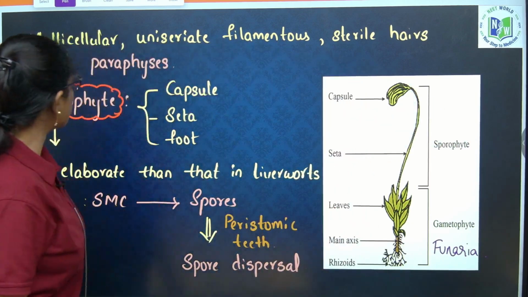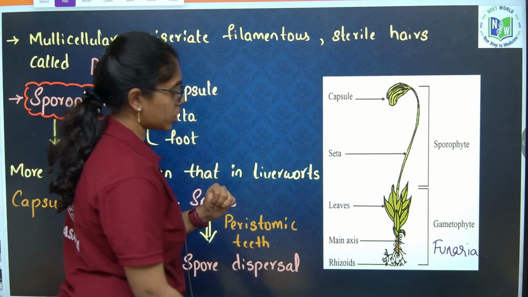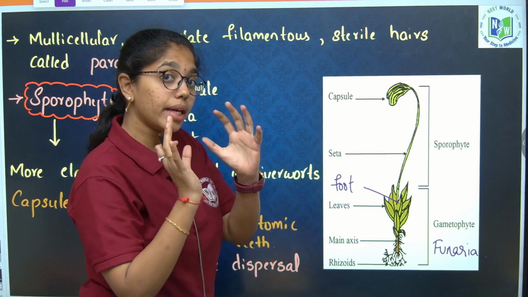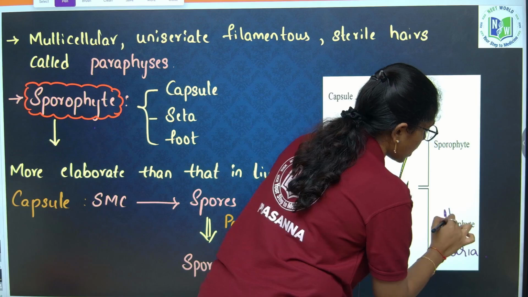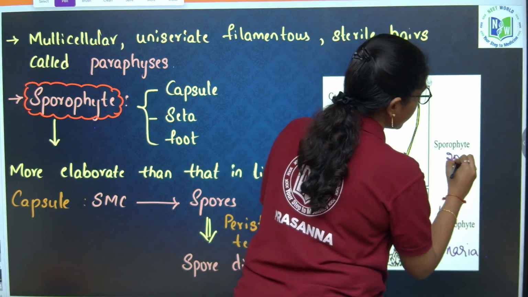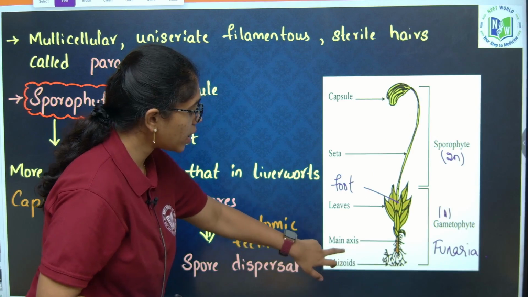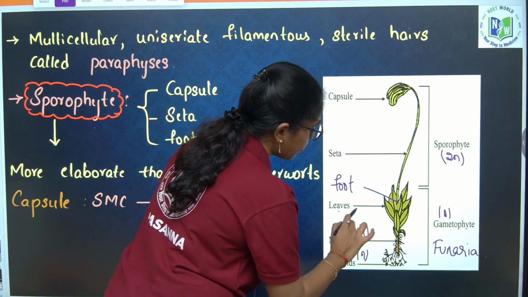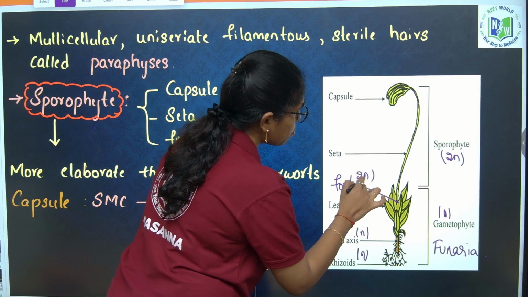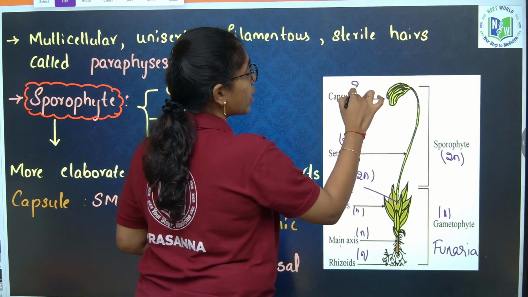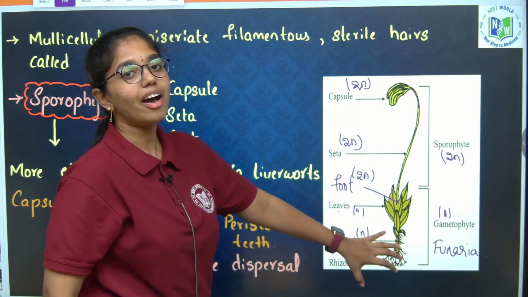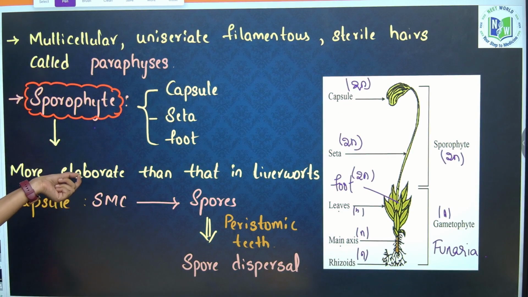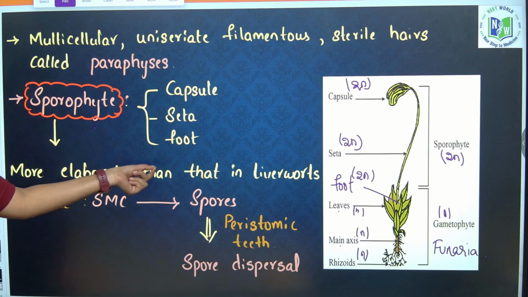Here, the sporophyte will have three structures: foot, seta and capsule. In the beginning itself I told you the ploidy of gametophyte is haploid, ploidy of sporophyte is diploid. Now you tell me the rhizoids, main axis and leaves, what is their ploidy? Of course it is haploid. Foot, seta and capsule are diploid, having the complete set of chromosomes, while these have half the set of chromosomes. Clear?